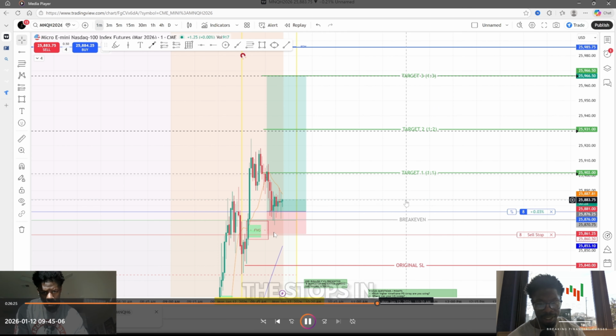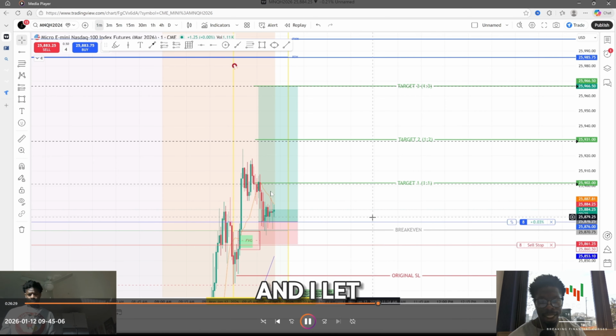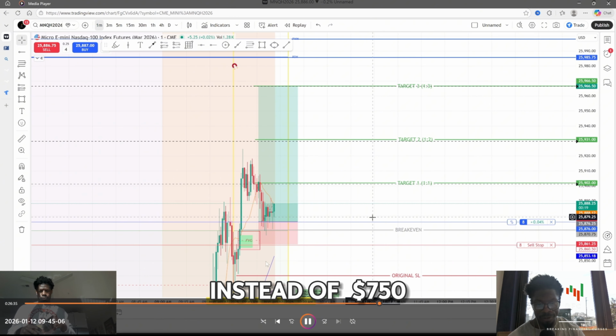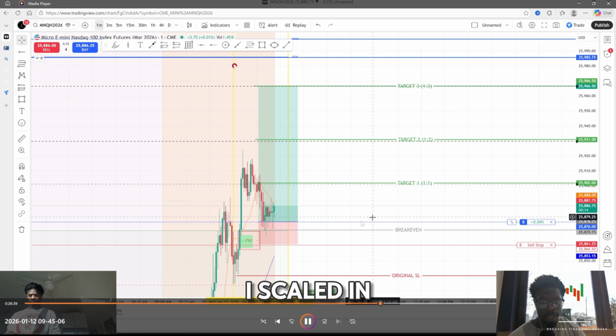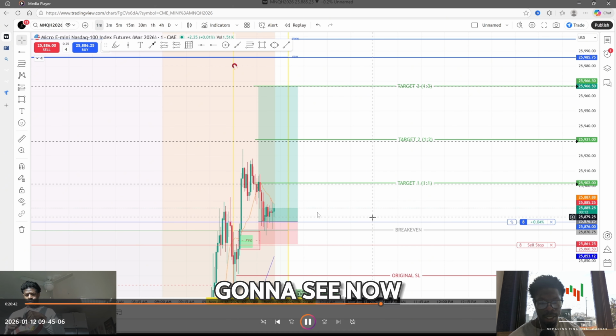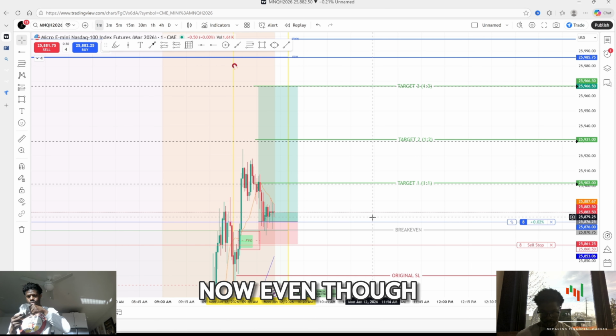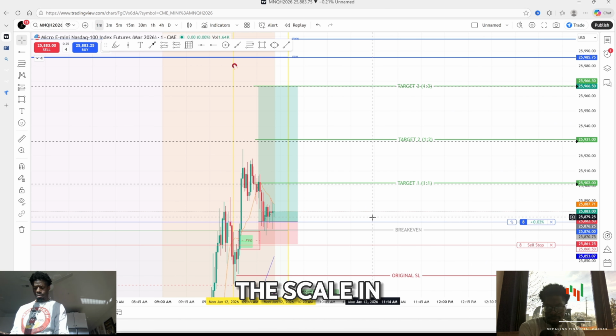So y'all can see I cut the stops in half and I let the trade run. That way it's like, okay, if I do lose, it'll be 500 like I anticipate instead of 750. Stops cut in half. I got 8 contracts on instead of 4. I scaled in, and now we're gonna see. Now, even though the scale in, I'm pulling out the weed.